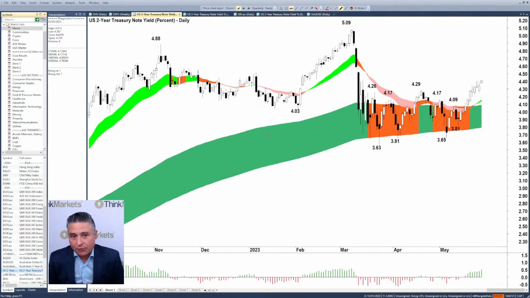So yields continue to move higher. If this was a stock chart, we'd be so interested in this, wouldn't we? We'd be fascinated by just the number of white candles coming in. And what we're seeing here is not so much strength in yields. I don't think that even makes any sense. You can't say yields are strong. It's just nonsensical. What we're seeing here is weakness in the 2-year T notes.